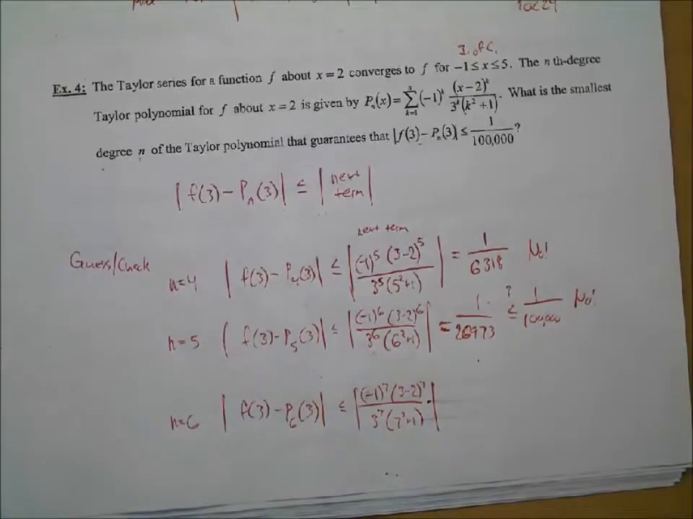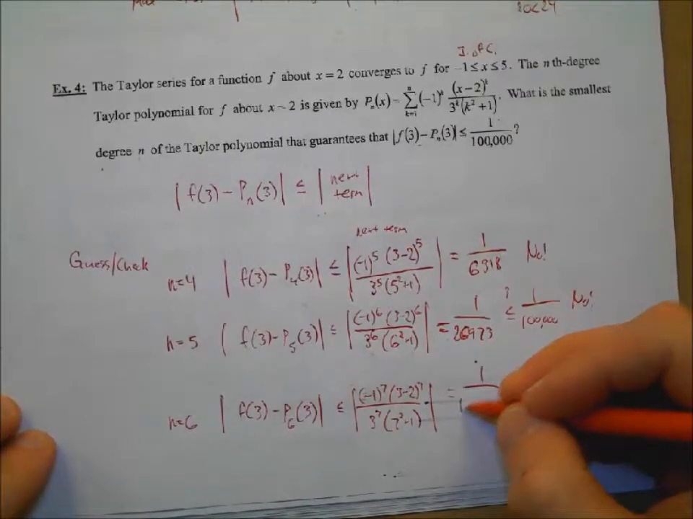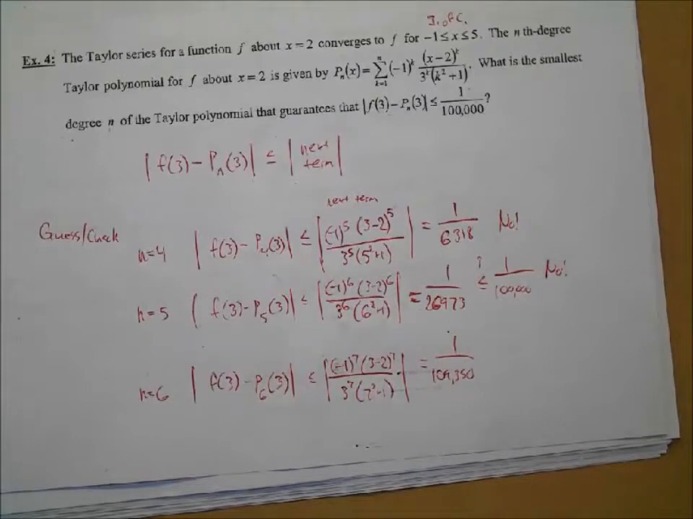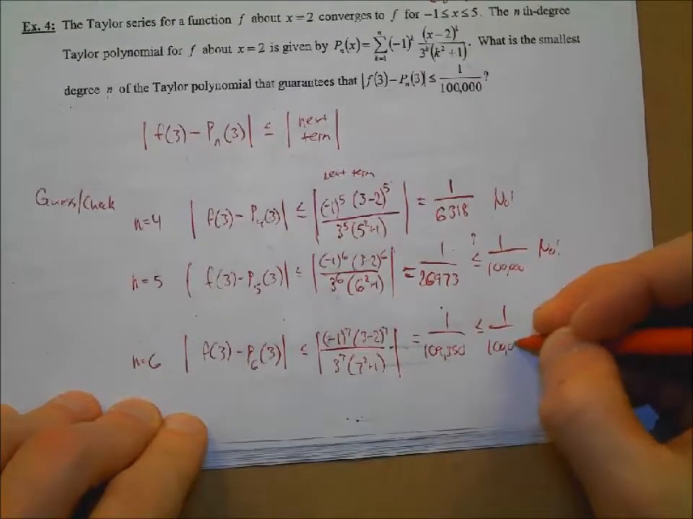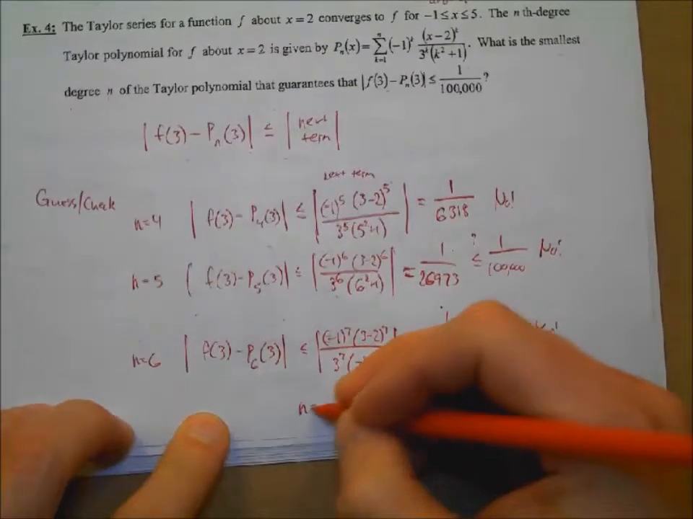Okay. If you type that mess in your calculator, you get 1 over 109,350. Is that less than or equal to 1/100,000? Yes. Okay, so n equals 6.